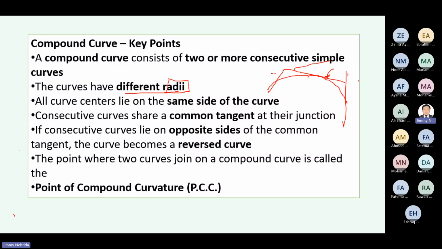For example, you have tangent 1 here. This is also tangent 1, but this one is tangent 2 already. So in other words, the common tangent is T1 plus T2. Now, if consecutive curves lie on opposite sides of the common tangent, then that becomes reverse, which we are going to explain and discuss next meeting. Now, this is the point of compound curvature, because this is a compound curve. This is the point where it connects two curves. Point of curvature, point of compound curvature, and then you have a point of tangency. We have a drawing here later.